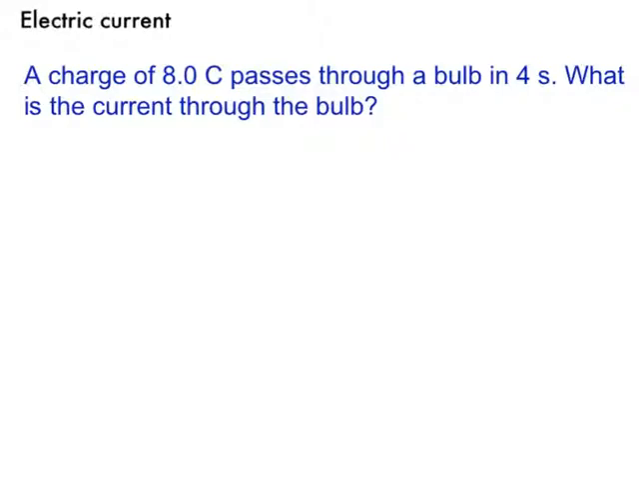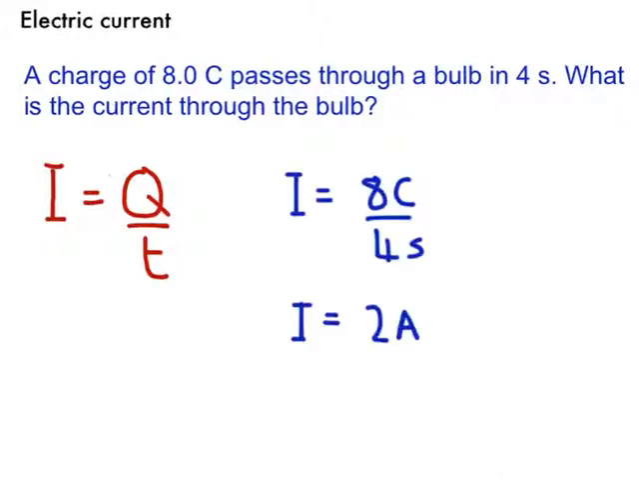So let's apply that equation to a real life situation. Here I've got a charge of 8.0 coulombs passes through a bulb in 4 seconds. What is the current through the bulb? Well, all I have to do is use my equation that current equals charge divided by time. So if I put my figures into that, I've got here current equals charge, which was 8 coulombs, divided by the time, which was 4 seconds. So my current was actually 2 amps.